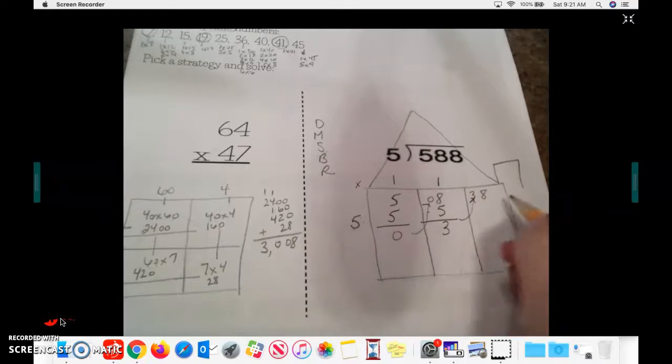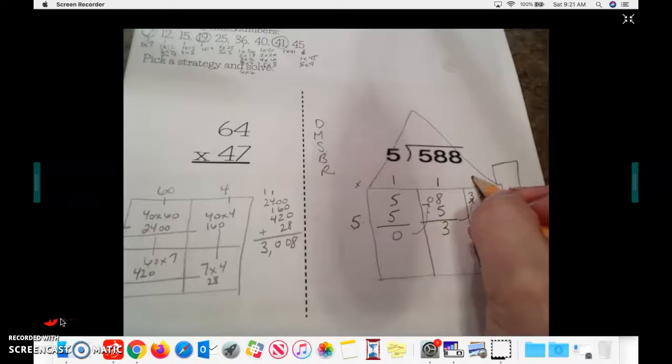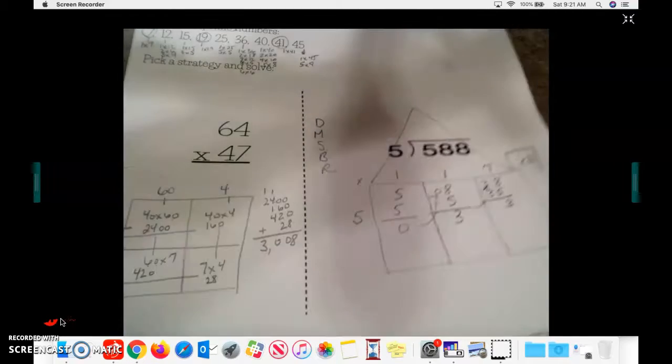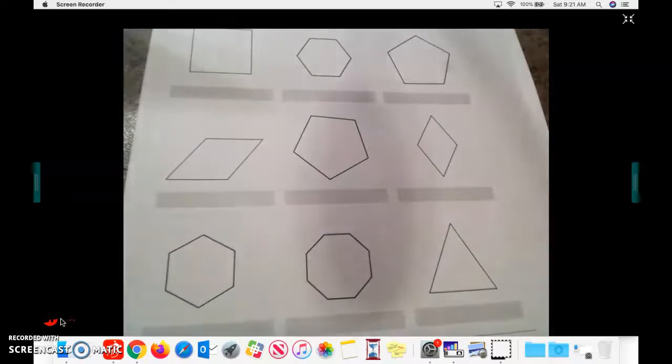I have 5 into 38. I know that if I multiply by 7, I get 35. And when I subtract, I am left with a remainder of 3. And there is a remainder because I have nothing else to bring this 3 over to, or if I were doing the traditional method, I have nothing else to bring down. Okay? After you have checked those problems, you are going to flip over to your main course.